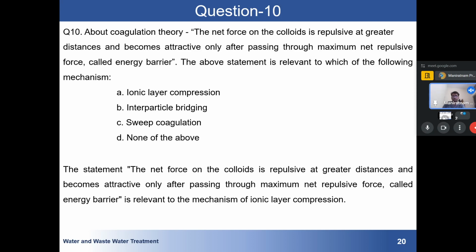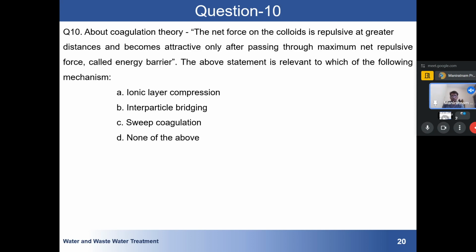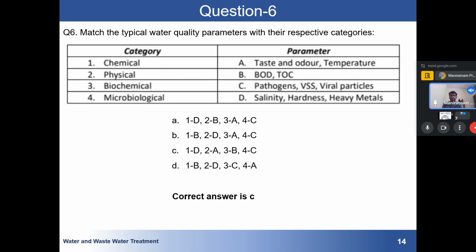Now I will be discussing the microbiological parameter. So remember the different parameters we were discussing. Chemical ones are like salinity, hardness, heavy metals. Physical are taste, odor. Biochemical is BOD. Then microbiological. So I will be discussing this microbiological parameter.